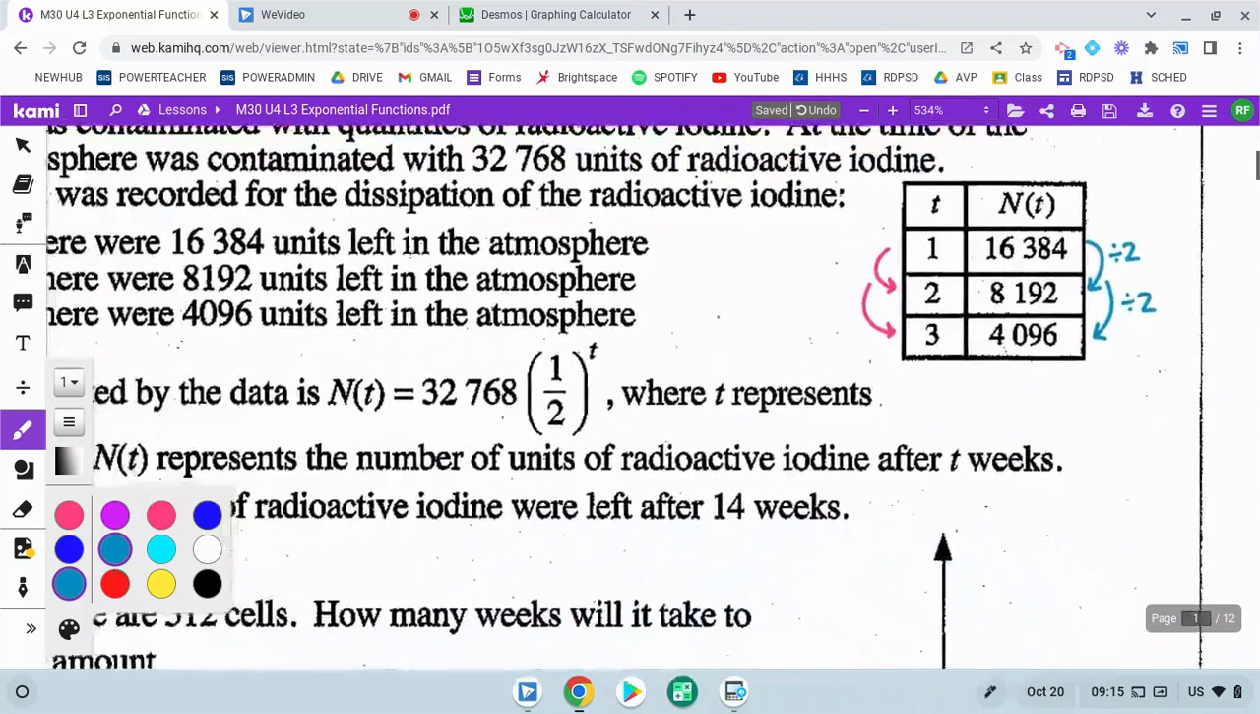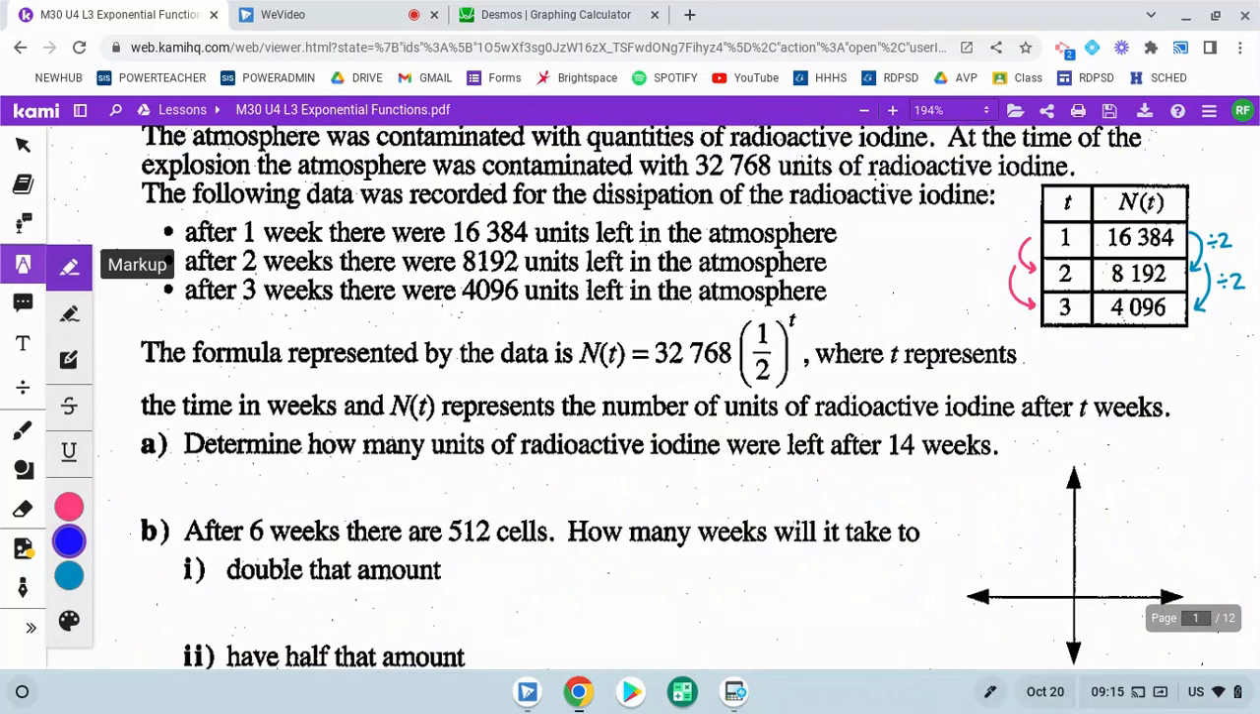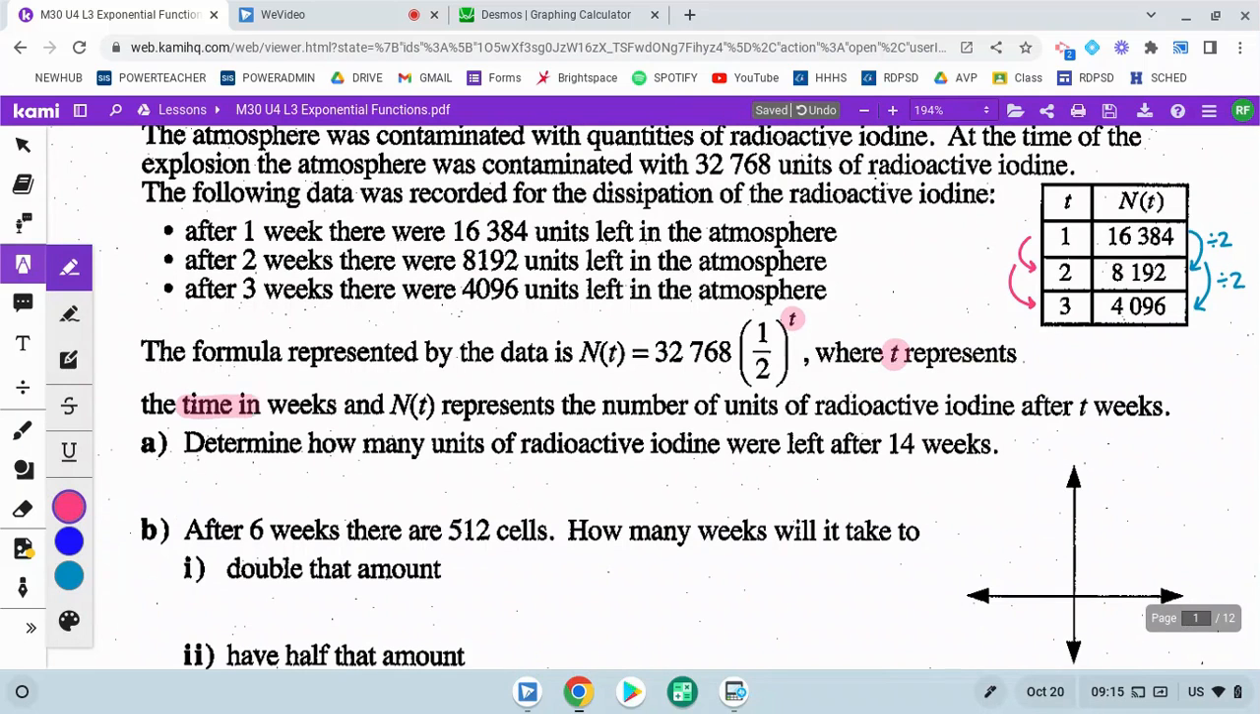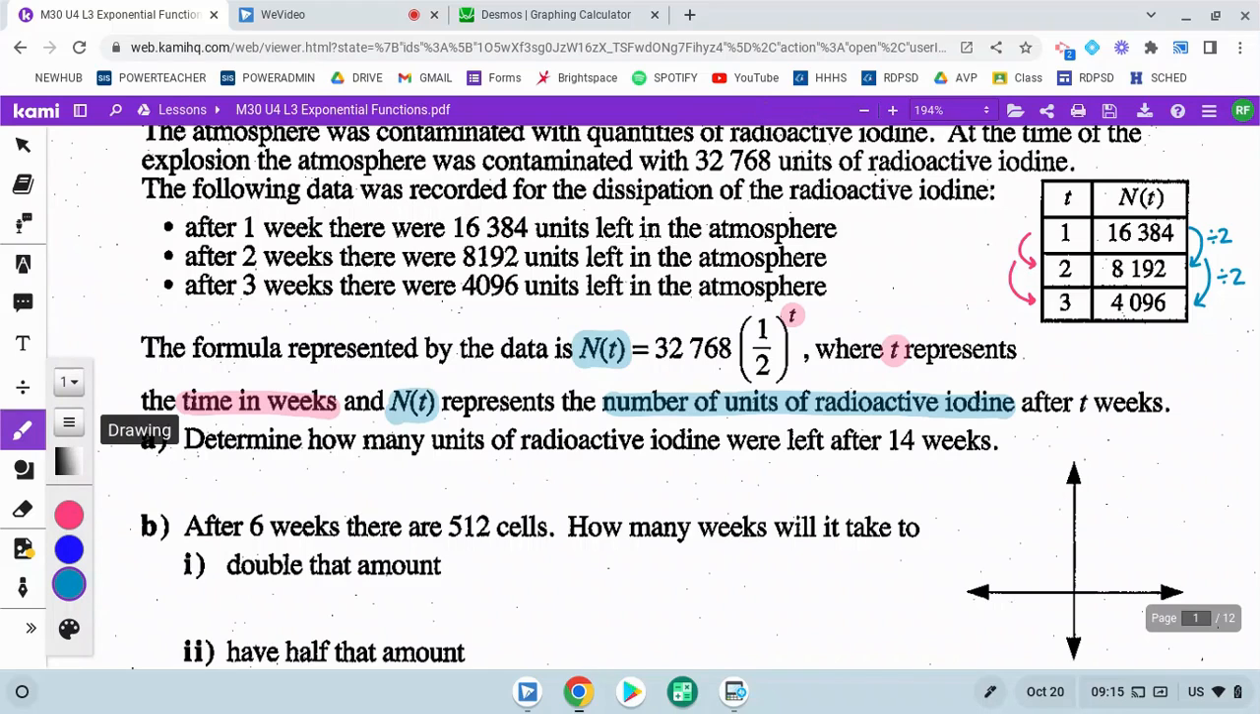Okay. Same as last time, I'm going to use my highlighter to differentiate the variables and figure out which one is which. I'm going to represent T with the pink again, just like in the last question. T represents the time in weeks. And N of T this time is the number of units of radioactive iodine. So it doesn't represent bacteria cells anymore, it represents the radioactive iodine. And again, you don't really have to do this in these questions, but I like to early. Y would be N of T, and X would be T.